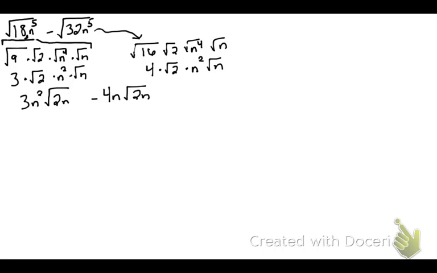Now we can see that these are like terms. They both have the same radicand. And 3n squared minus 4n squared is negative 1n squared. So negative n squared times the square root of 2n. There's a lot to keep track of here. Why don't you try another one?